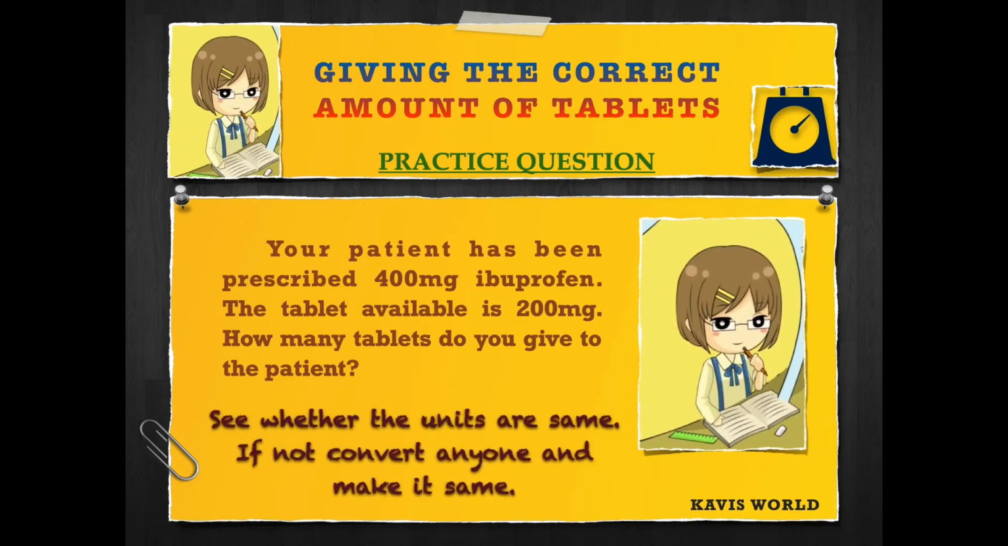So the dose prescribed is 400 mg, and the tablet we have is 200 milligram. So first we have to see whether the units are the same. If the units are different, we have to make them the same, and the answer is 2 tablets.